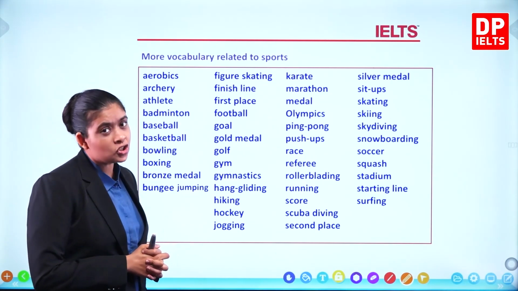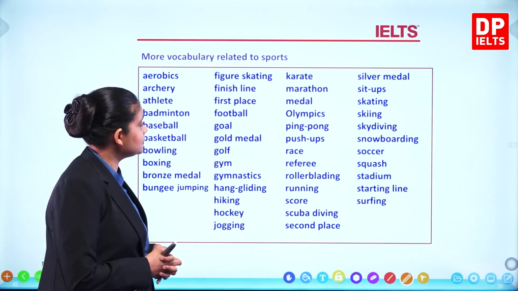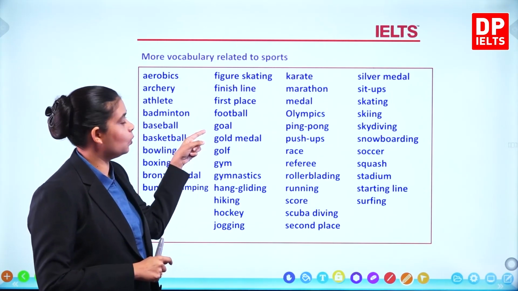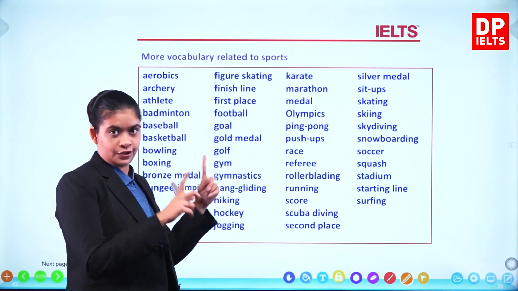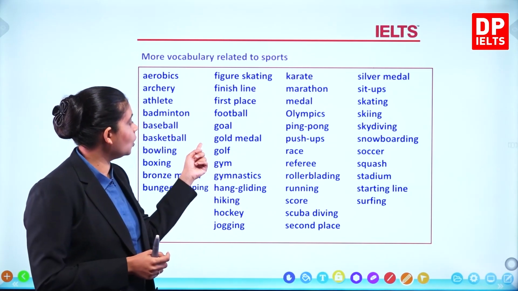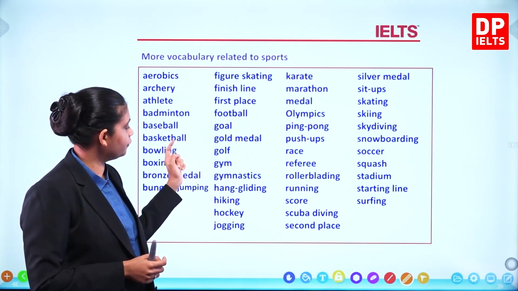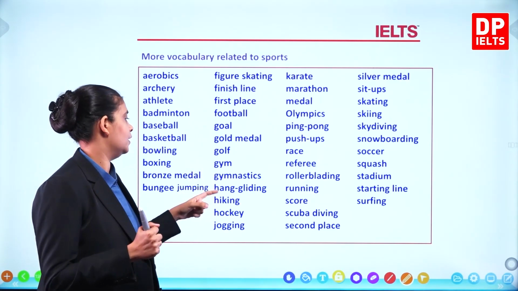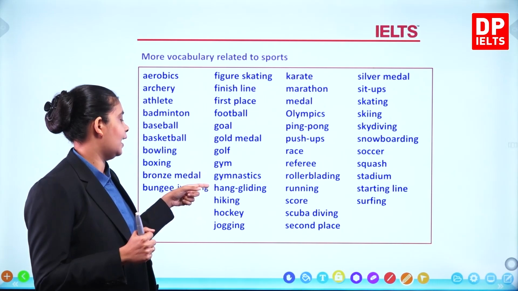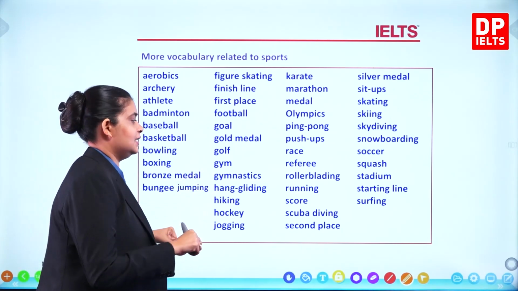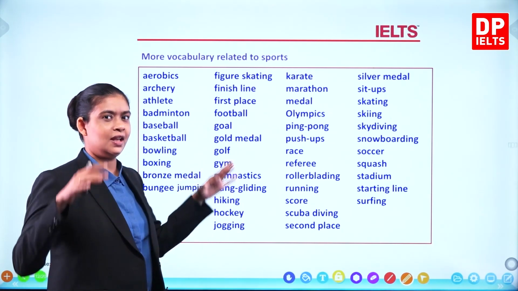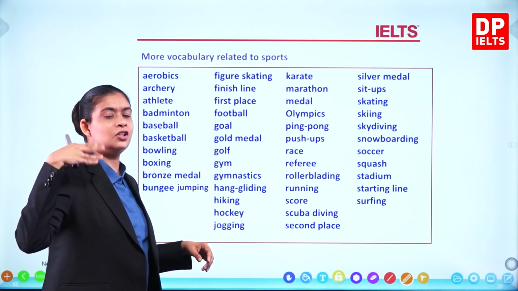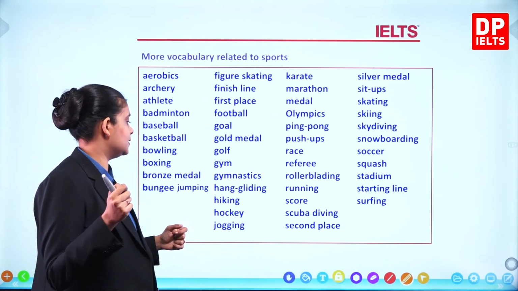You have the finish line. First place when you get number 1. Football, then you have the goal where you kick the football to the goal, okay? Gold medal, golf, gym. All of you know the gym because that's where you go to work out. Gymnastics, hang gliding, again when you go gliding, okay? So hang gliding. You get into like a little glider and then you go along with the glider and that is a bit dangerous because it moves along with the wind, right?